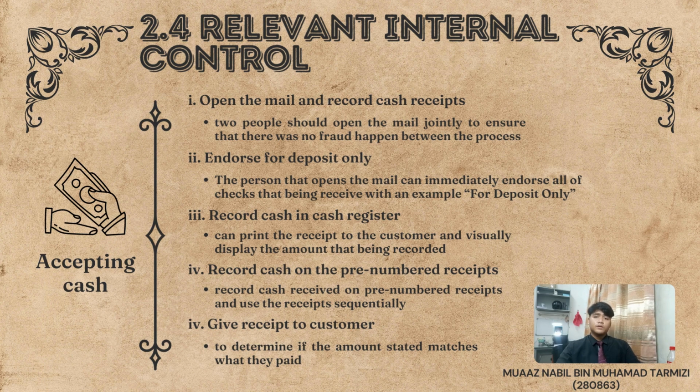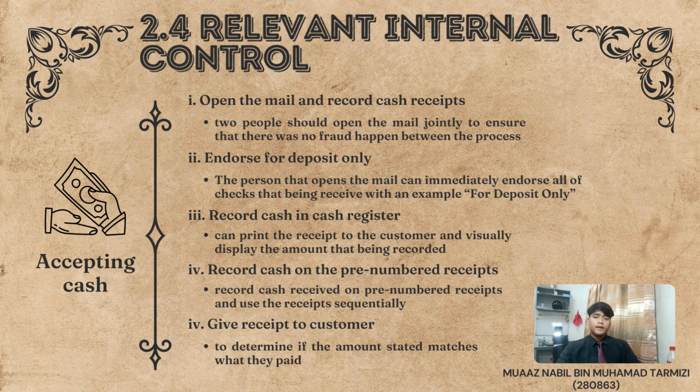There are a few relevant controls that can be done, such as, firstly, in accepting the cash. The first step is opening the mail and recording the cash receipt. There should be 2 persons to open the mail jointly, so the chance of fraud happening is low. Next is to endorse for deposit only, where the person who already opened the mail endorses all of the check to ensure it is difficult for someone else to extract the check.